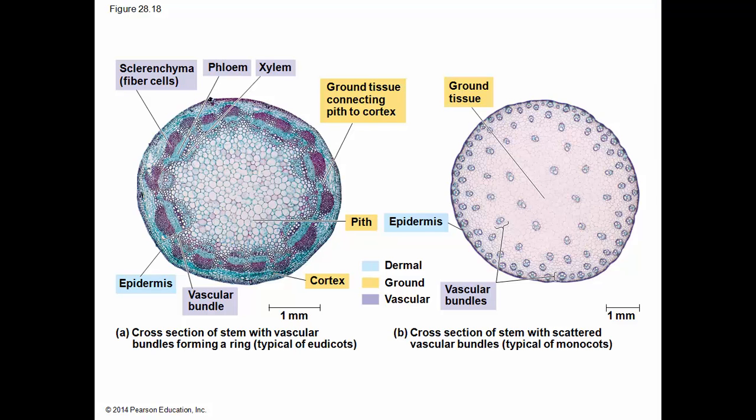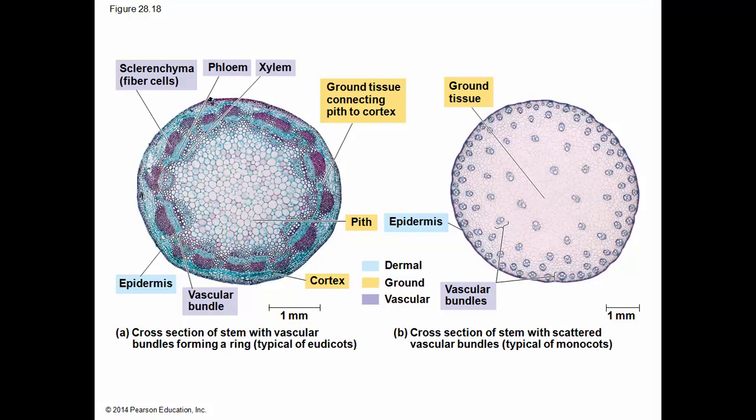On the left is a cross section of a stem with vascular bundles forming a ring, typical of eudicots, and on the right is a cross section of a stem with scattered vascular bundles, typical of monocots. This just shows the different parts and parcels.